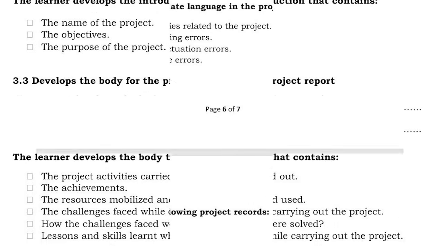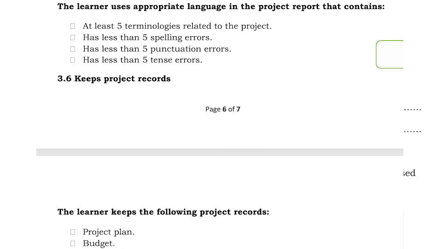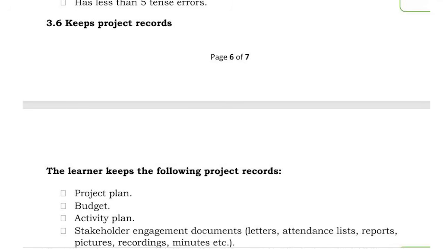Also under the project reporting, the learner uses appropriate language in the project. And finally, under reporting, the learner is expected to have also the following kept in store: the project plan that was submitted in competency 1, the budget, activity plan, stakeholders engagement document, like if we got some letters, attendance list, and etc. Also the facilitator learner interaction record, and finally the project report.